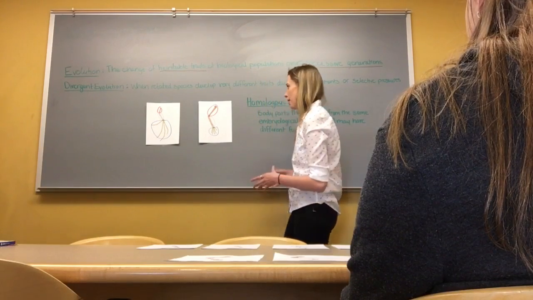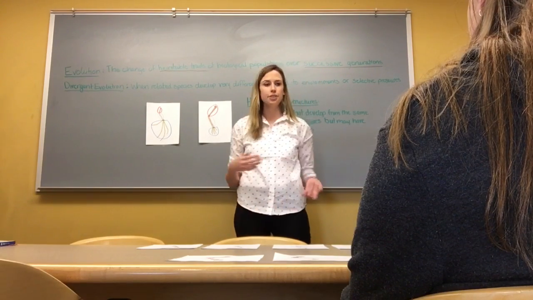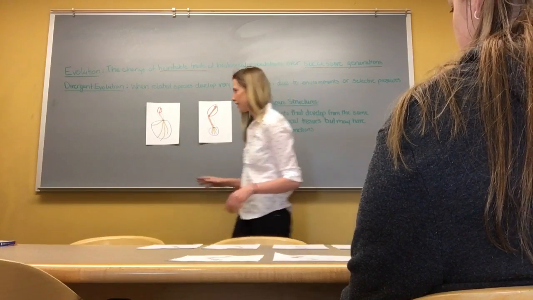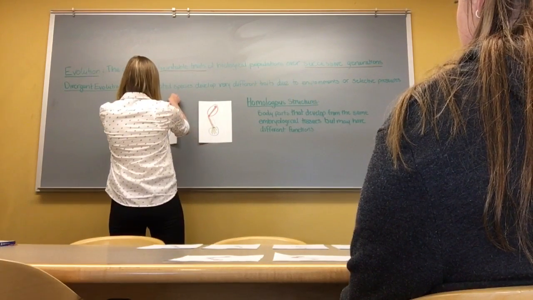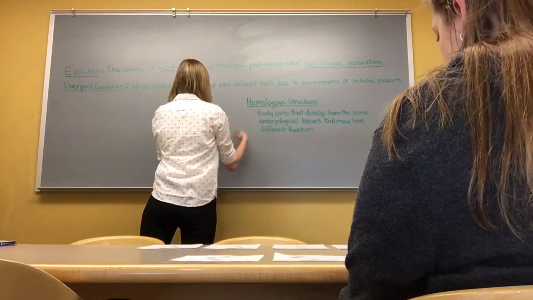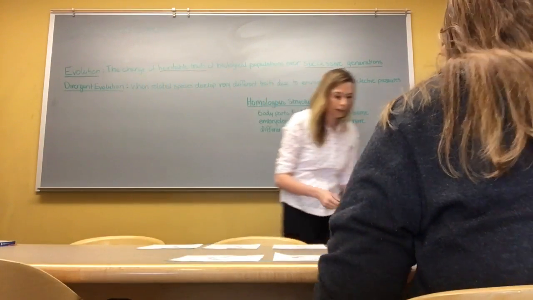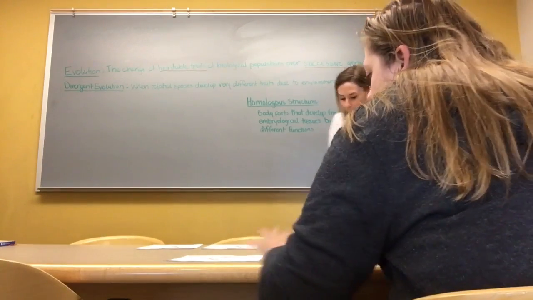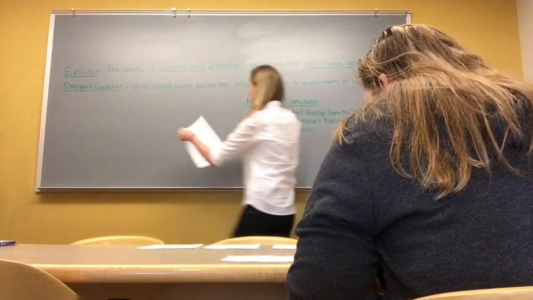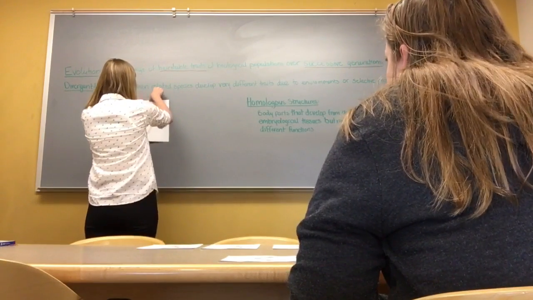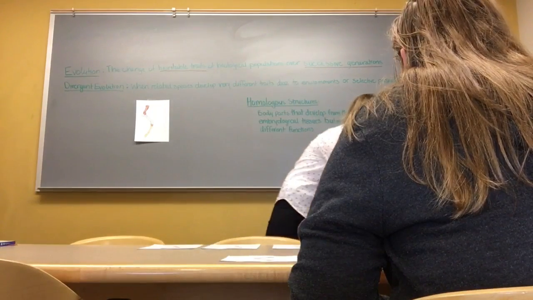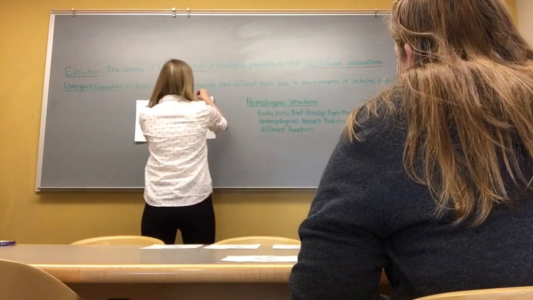So now we need to know, is this just with bats and humans, or is this among all mammals? Are our structures similar to a horse? Are we similar as cats and dogs? So let's take a look at two other mammals, and you have a worksheet in front of you, and I'll put it on the board. We're gonna look at a cat and a horse. So this is a horse up here, and then this guy is a cat.